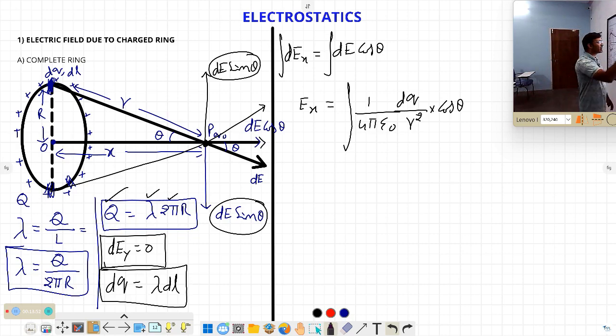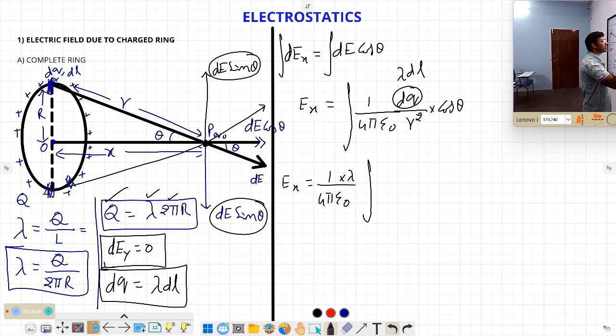So we can replace dq, so Ex equals 1 by 4 pi epsilon naught, which is constant, so I am taking it outside. Then dq can be replaced with lambda into dl. Lambda is also constant, so I take it outside. The remaining integral is dl divided by r square into cos theta.